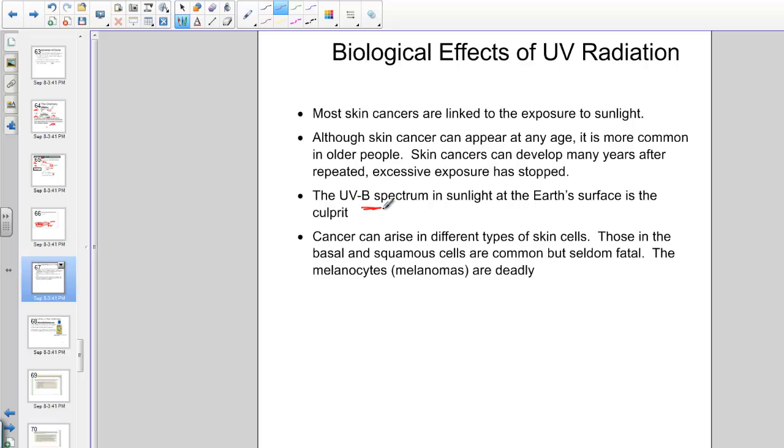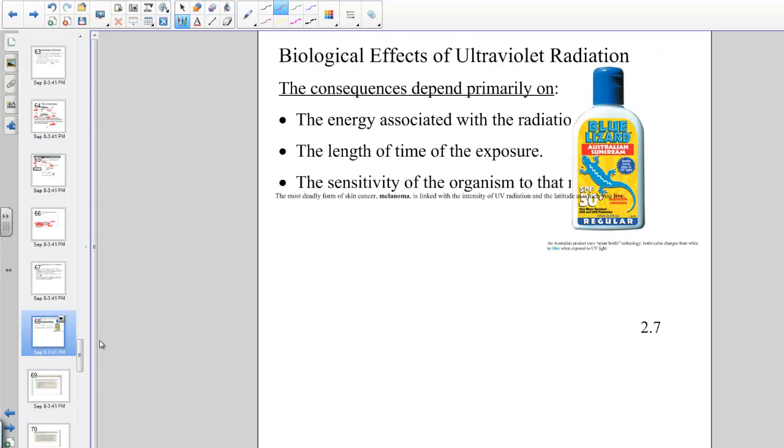The UVB spectrum of sunlight is the culprit, more so than UVA, which is very low energy. So UVB protection is important, especially in your sunscreens. And you're looking at all different varieties of skin cancers depending on the skin cells that are affected. There are indeed fatal melanomas, but most skin cancers can be treated by simple removal. So you're looking really at UVB radiation protection when you're looking at your sunscreen.